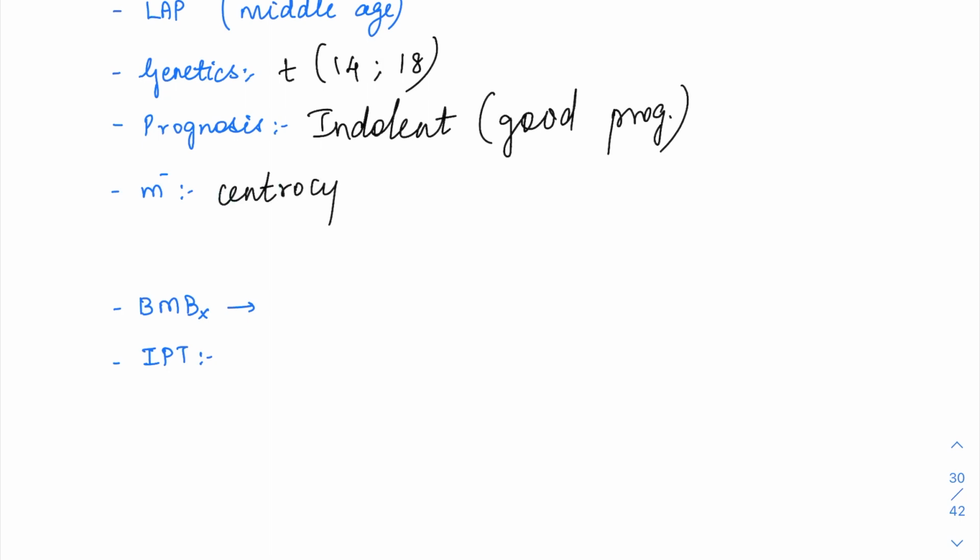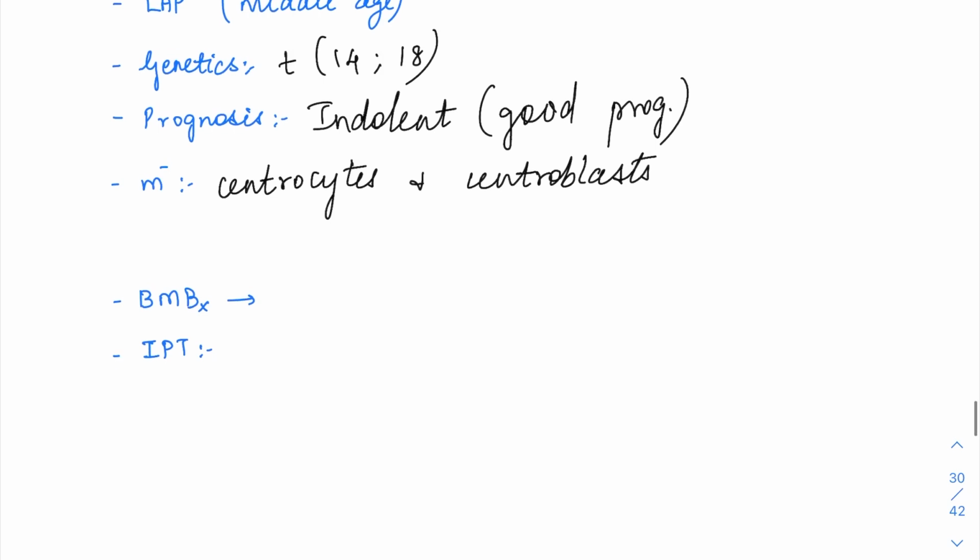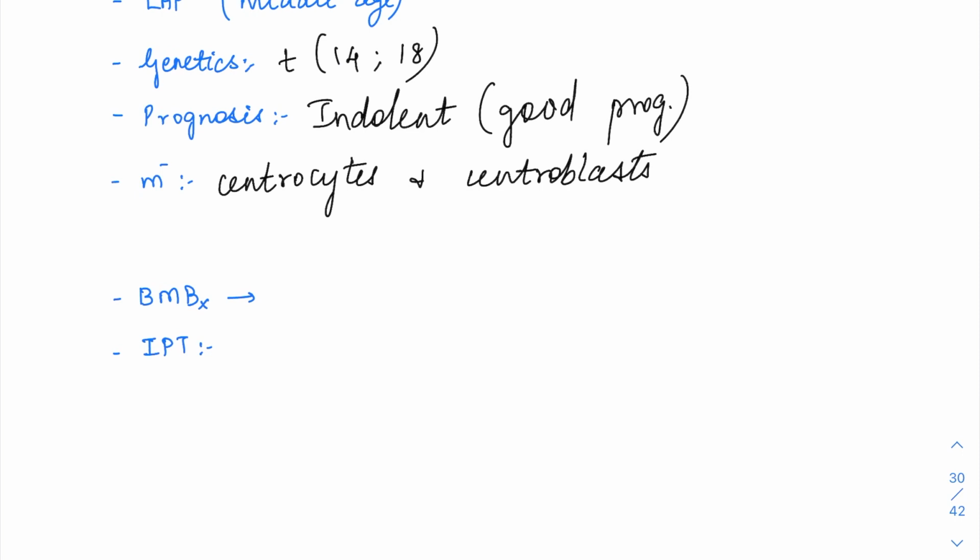These follicular lymphomas are going to be composed of centrocytes and centroblasts. These are the normal cells which are present in the germinal centers. They have undergone this mutation, translocation, and they have become neoplastic now. Centroblasts and centrocytes are just precursor cells to the mature lymphocytes.